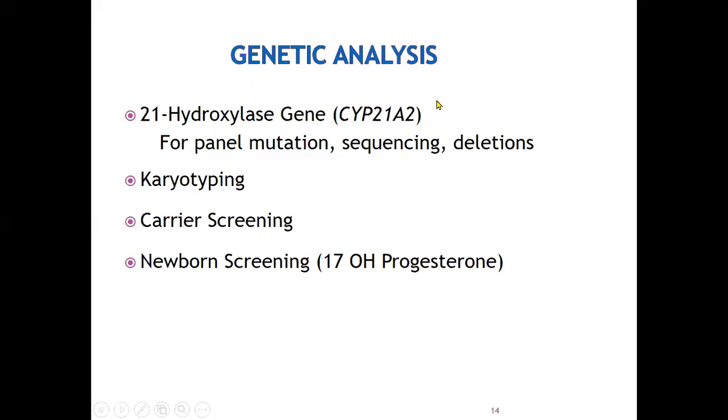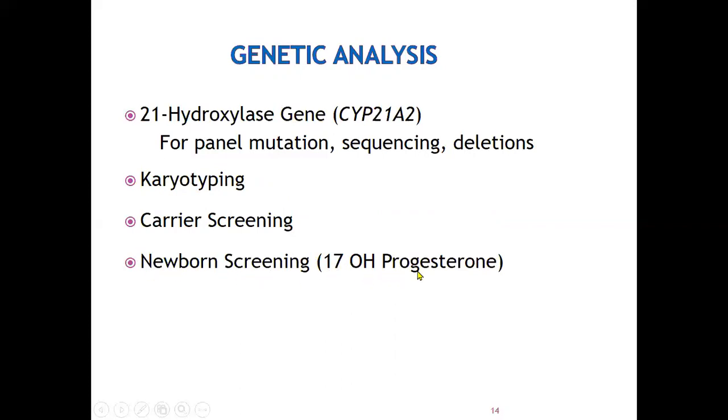Then genetic analysis depends on 21 hydroxylase gene analysis, CYP21A2. That may be a panel of mutations depending on the availability of facilities, then sequencing, and there may be documentation of some deletions. These are the few things which can be done for the proper genetic analysis of 21 hydroxylase. Then karyotyping is important to look for XX and XY and other deletions if they are present. Then carrier screening is also very important to identify whether it is in the families or a child is going to be having something in the next birth. Then newborn screening, which is not done over here in our country.